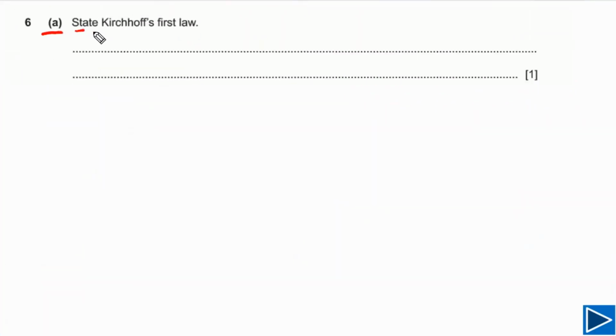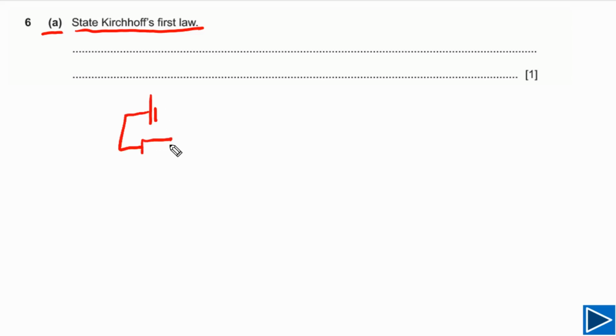Part A is asking us to state Kirchhoff's first law. And this is a very common question in past papers. Sometimes in exam they will ask you to state Kirchhoff's first law. Sometimes they will ask you to state Kirchhoff's second law. So you need to be very clear about these two laws. Let's try to understand what exactly Kirchhoff's first law is.